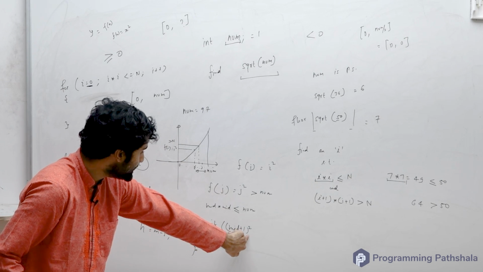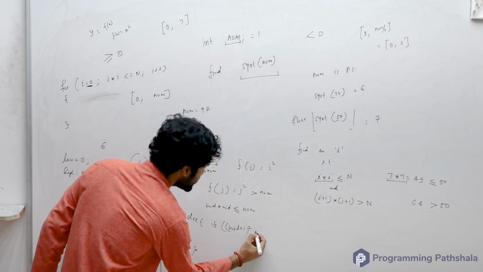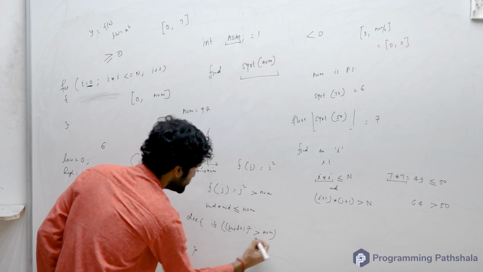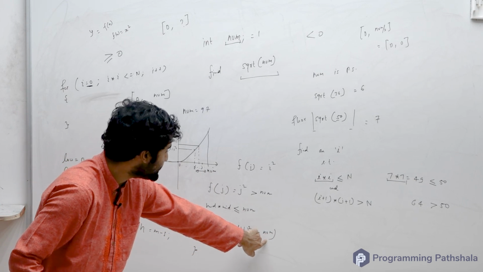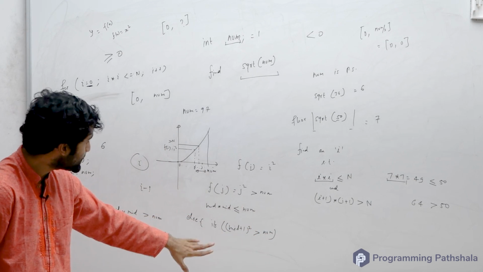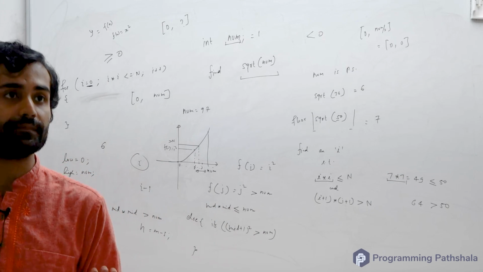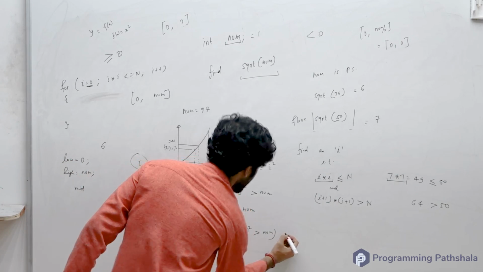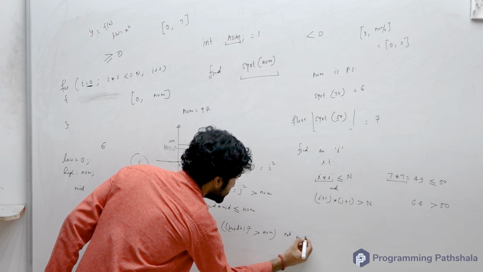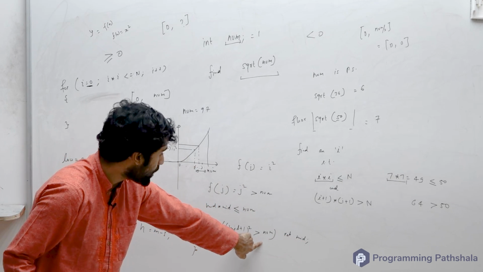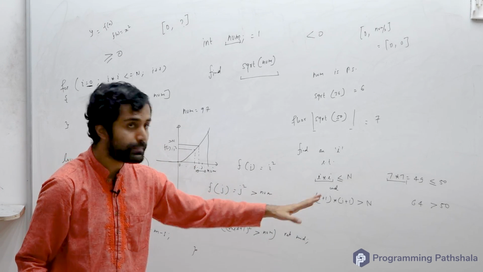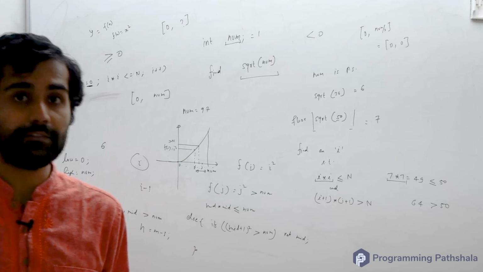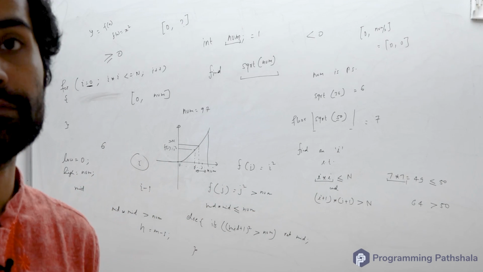Else, if you see that this particular thing is greater than num, then can you say that mid itself is your answer? You can say it, right? So if this condition is true, you can immediately return mid. But if this condition is not true, it means that mid plus 1 whole square is also a value which is smaller than or equal to num.